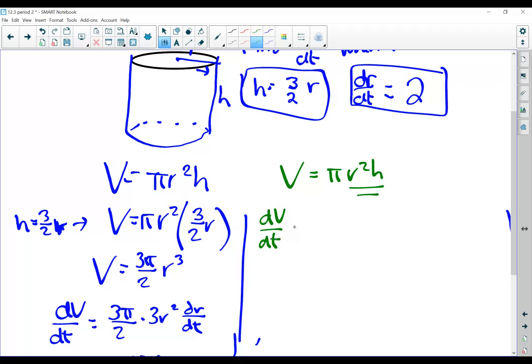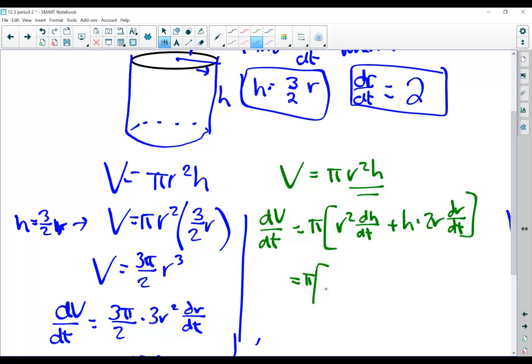So dV/dt is going to be equal to pi and then r squared times dh/dt plus h times 2r dr/dt. Don't forget the little chain rule with the r. Now, I know my r is 6. So I can plug in 6. And I know dr/dt is 2. But I'm missing h and dh/dt. But I do have this proportion. So if r, at this moment, is 6, then 3/2 of 6 is going to be 9. So I know my height is 9.